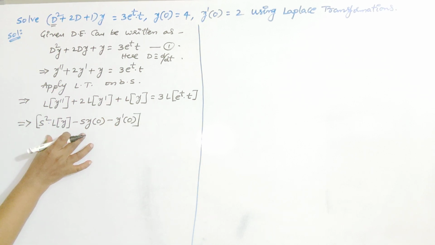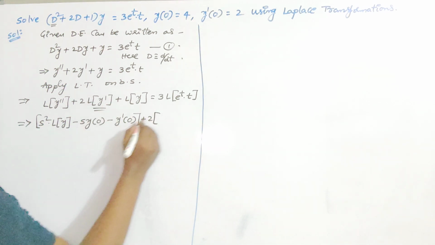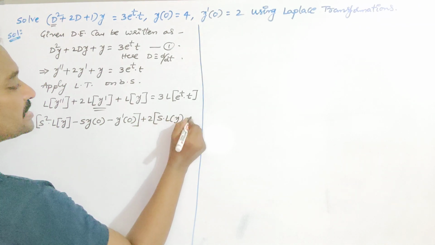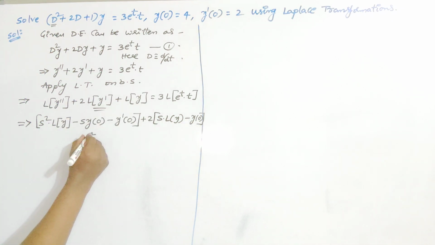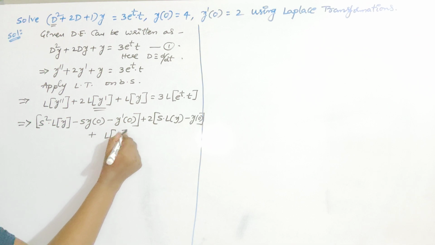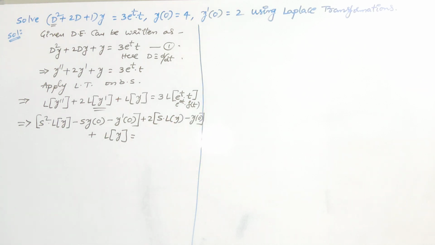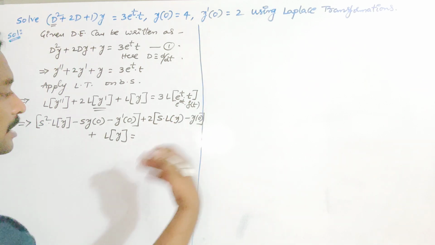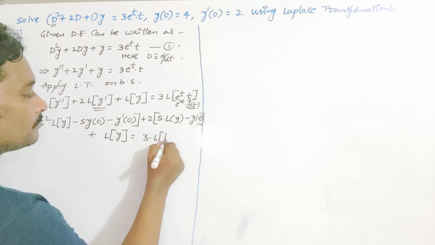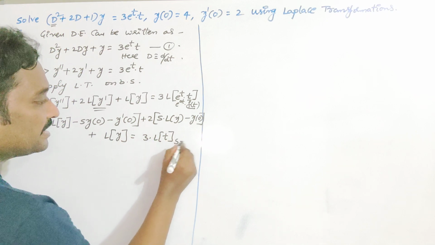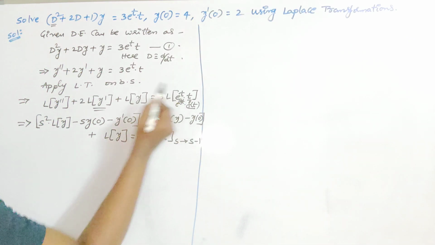So, writing this formula without mistakes is very important. Plus 2 into, what is the formula for L of y dash? s into L of y minus y of 0. So, the formula for L of y dash is completed. Now, the last term is only L of y. Here we observe that it is in the form of e power at into f of t, so we have to apply the first shifting theorem on Laplace transform. According to the first shifting theorem, it can be written as 3 into the Laplace transform of the function of t, it would be t only. In this Laplace, we should replace s by s minus 1, because a is nothing but the coefficient of t, it would be 1 only.